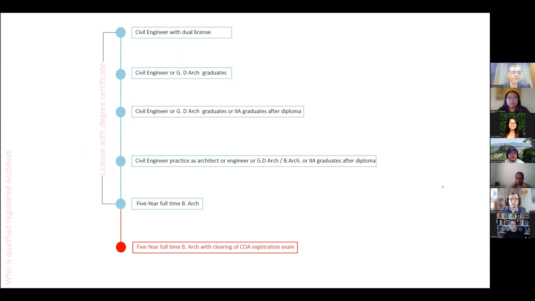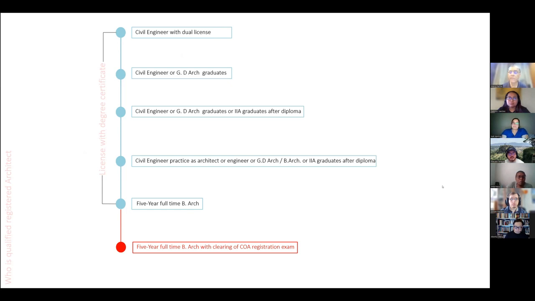Subsequently, COA, the Council of Architecture, put an embargo on this, and they created a new framework. You need a 5-year full-time BArch degree, and only then are you eligible for a license. Now, all these 5 categories get a license with their certificate. It means the moment you graduate, you have the license. This practice is still going on in India.